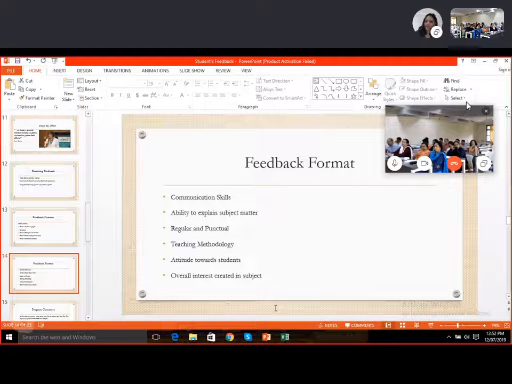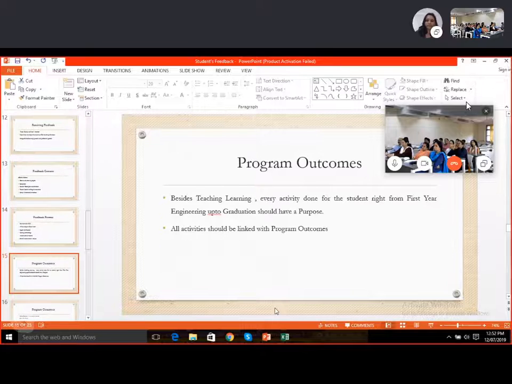As I have already shared the profiling sheet, we have all the details of our students. We conduct meetings with them every 15 days, apart from the feedback session. That bridges the gap between the student and the faculty member. So the attitude is very necessary. Overall interest created in the subject. Many times students get bored in the subject. So it is the art of a teacher, how he or she creates interest in the subject.